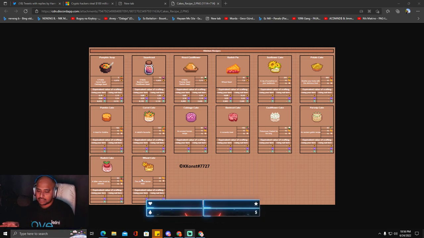You can check this whole thing out, and you can actually take a snapshot of this. You can keep this because these are more or less a leaked recipe for all of your cakes.